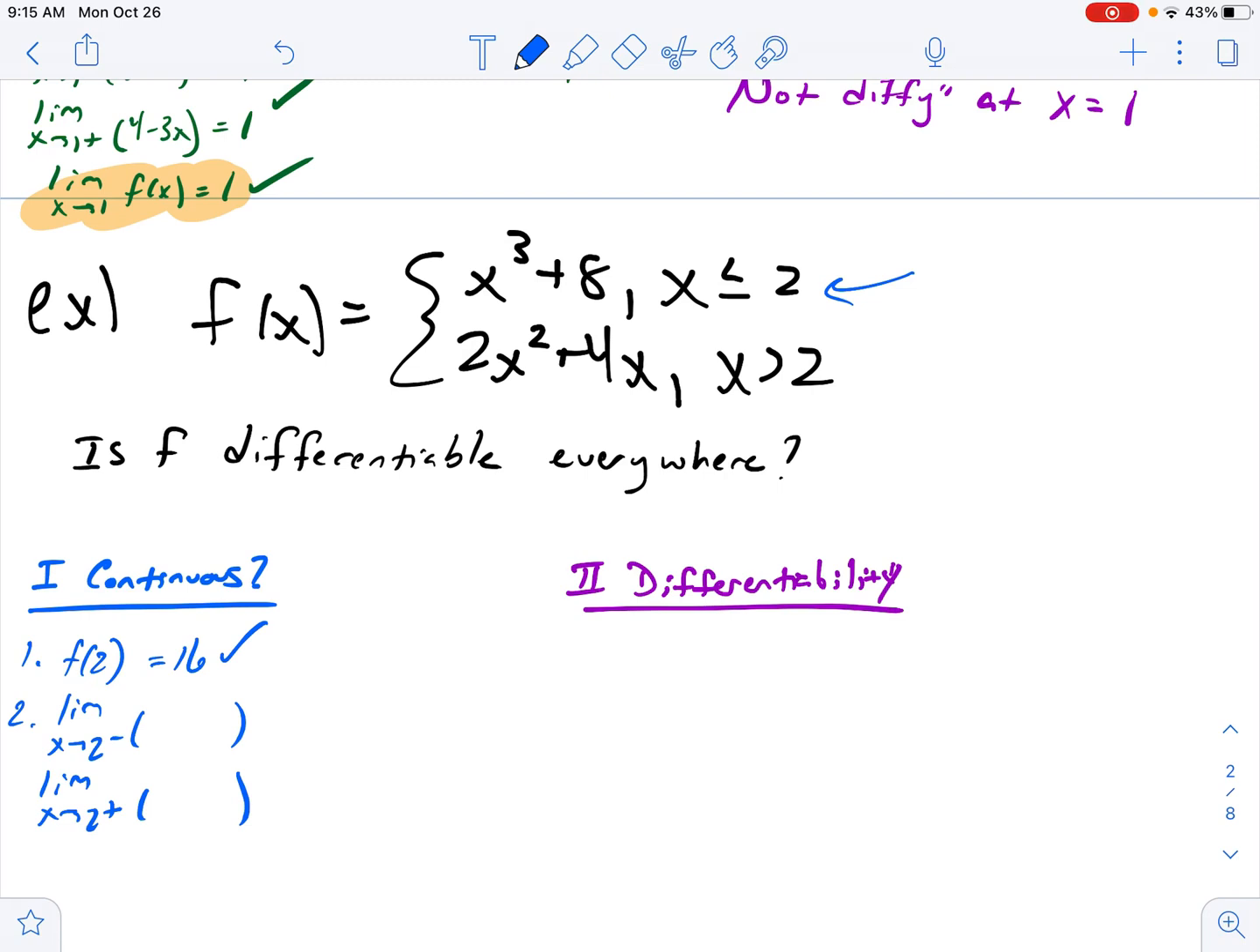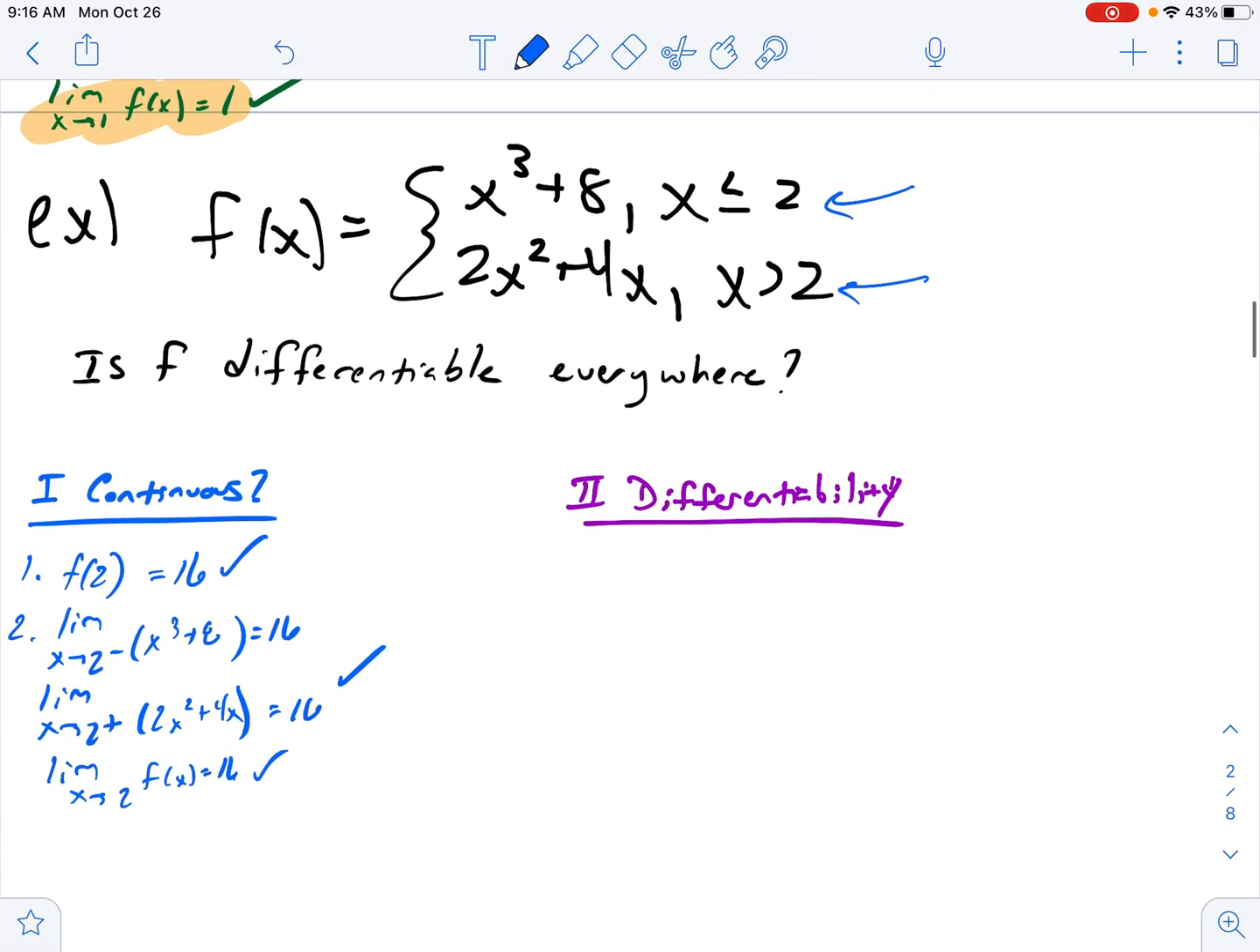As x comes into 2 from the left, we're on the top piece. We're going to use x cubed plus 8. Plugging in 2 again gives 16. Coming in to the right of 2, that's an x value a little bigger than 2, we're going to use the bottom piece. If I plug 2 into that, we get 4 and 2 is 8, plus another 8 is 16. Okay, so the limit exists. The limit as x approaches 2 for this function is 16.